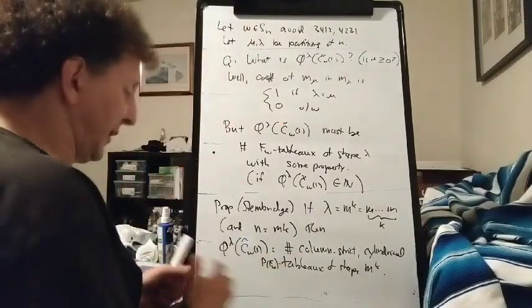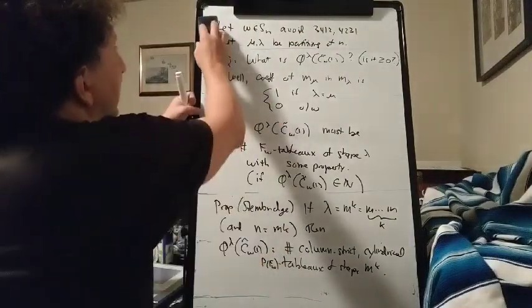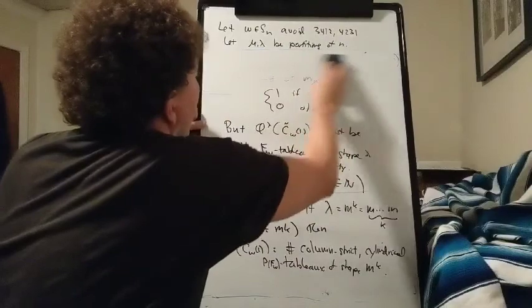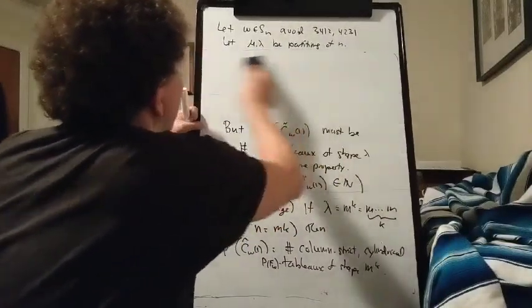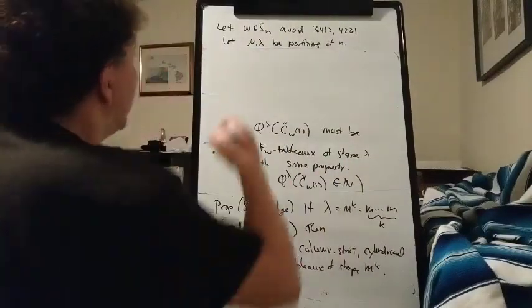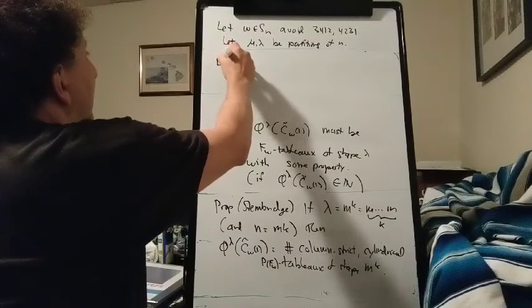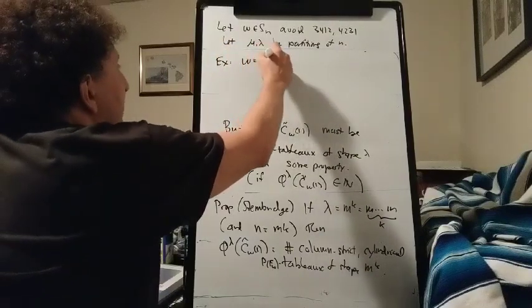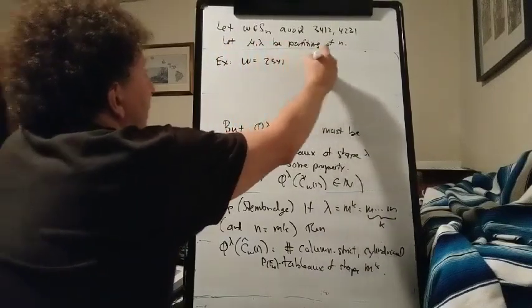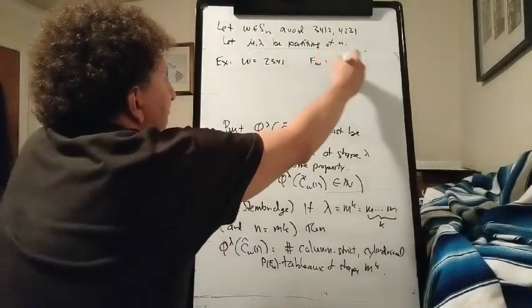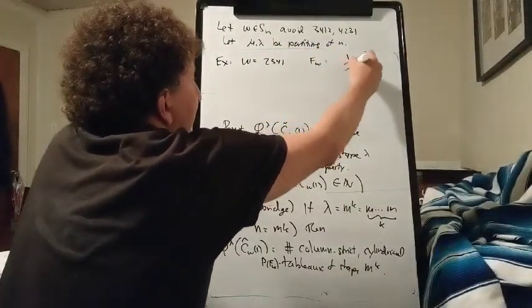So let's do an example of that just to see what it looks like. So let's let w be 2341, so that F_w equals this picture.